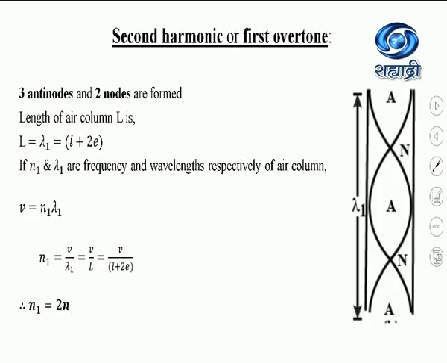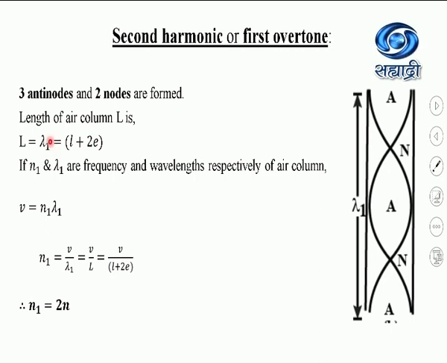Now, if the air column is made to vibrate in such a way that three antinodes and two nodes are formed in the pipe, then length of air column capital L is equal to lambda 1, which is equal to small l plus 2e. Now, how do we get here this lambda 1?